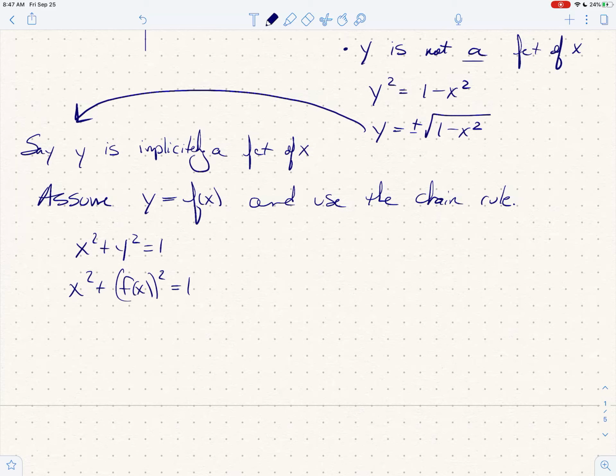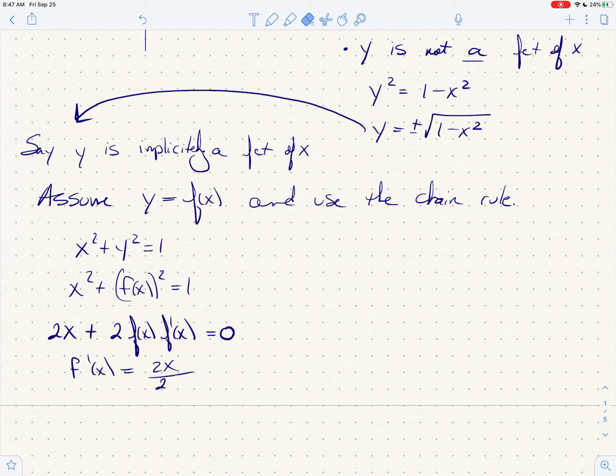Now I'm going to take derivatives like I normally would. So the derivative of x squared, you know, is 2x, plus the derivative of a function squared by the chain rule, you know, is 2 f of x times the derivative of the inside, which is f prime, equals the derivative of this, and then the derivative of 1 is 0. And now you could solve for f prime. You could say, okay, in this case, I can see that f prime of x is going to be 2x over 2 f of x.